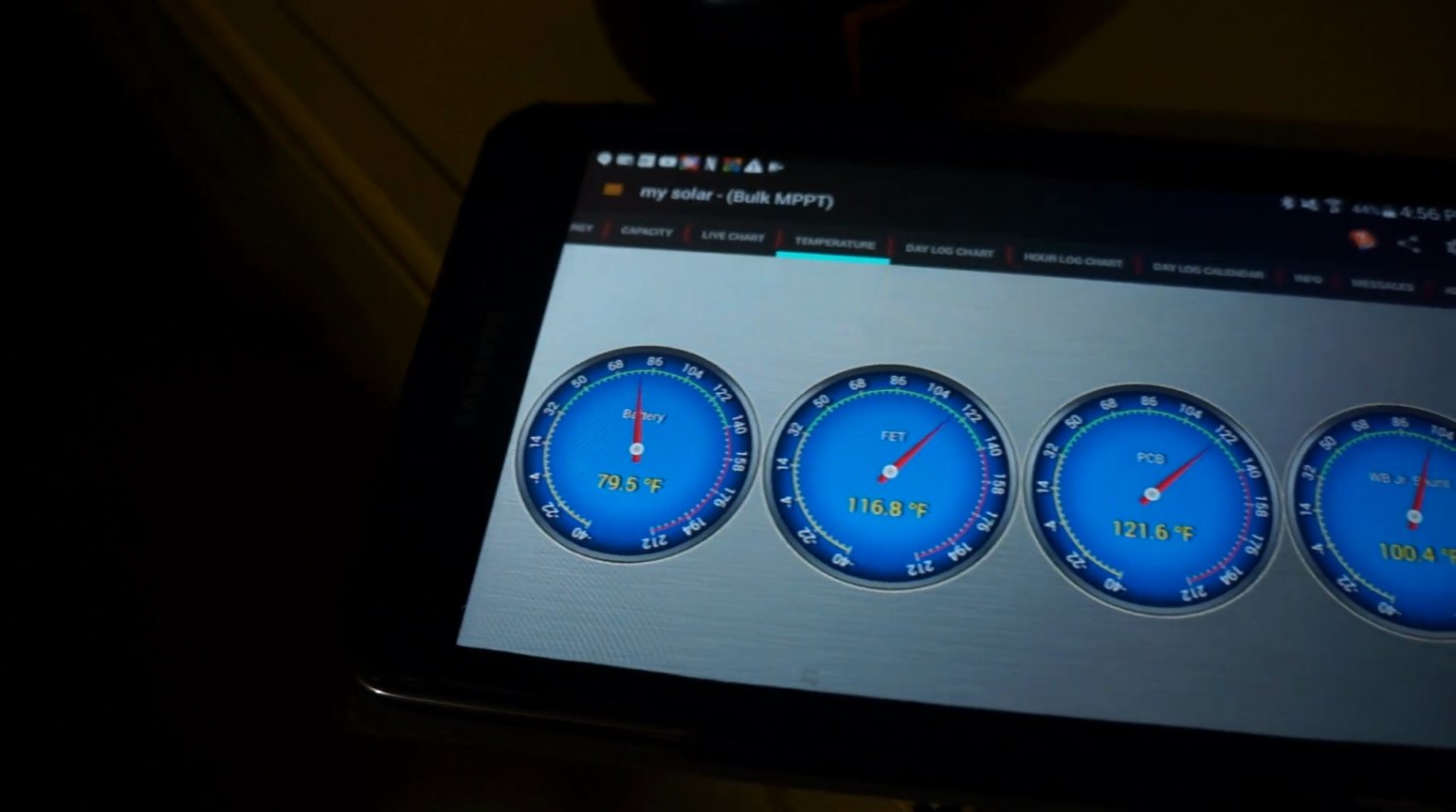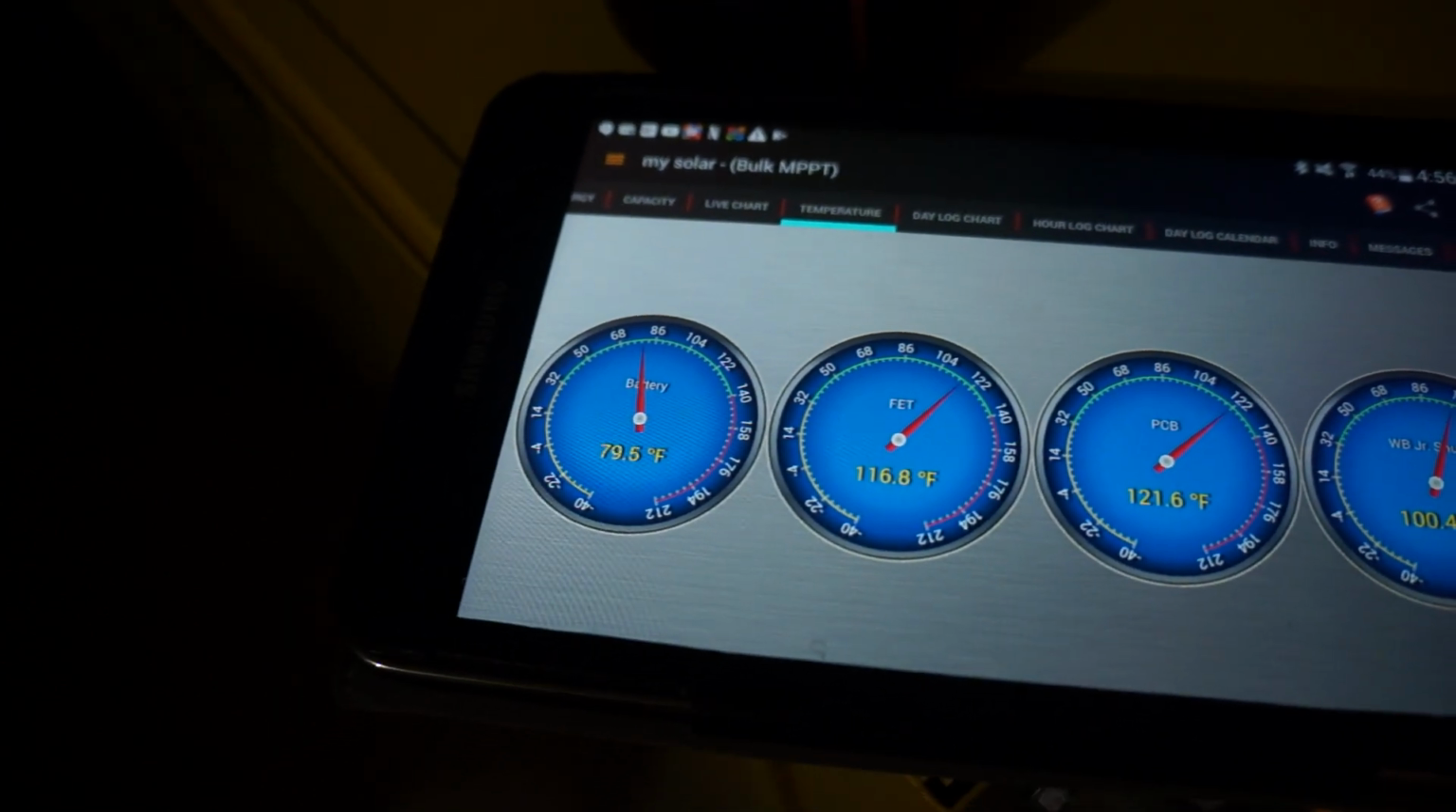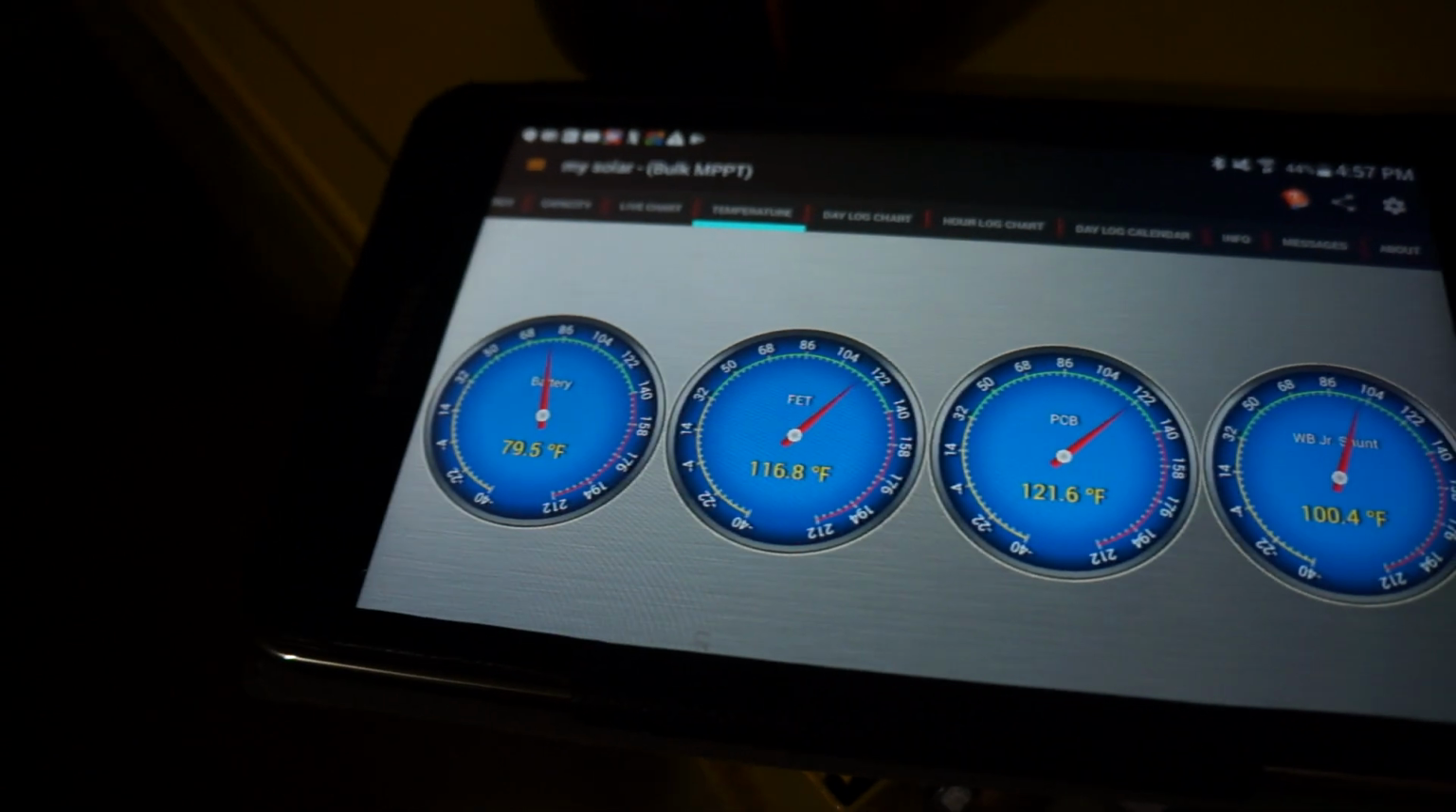And let's check my battery temperature. Look at my battery temperature. 79.5, lower than ambient. Pretty amazing, right?